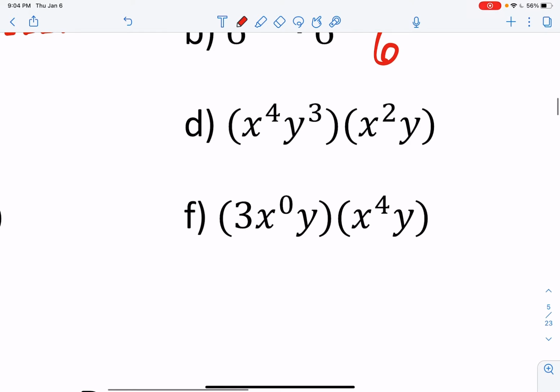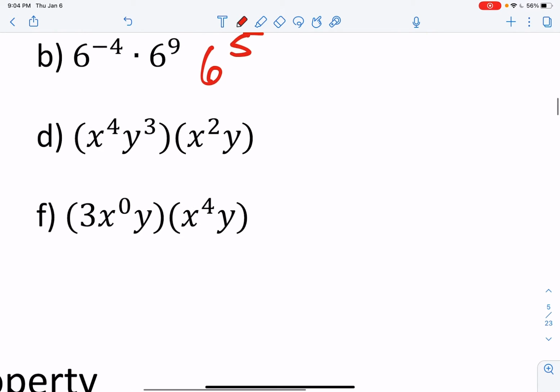Here, how many x's are being multiplied? Well, there's 4 x's being multiplied here and 2 x's being multiplied here. There are a total of 6 x's being multiplied. There's 3 y's here and 1 y here. It doesn't say to the 0, there's 1 there. So remember, you always have to remember the imaginary 1. So that means there's a total of 4 y's being multiplied there.